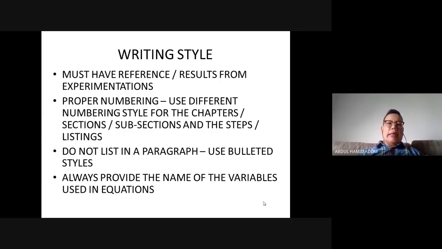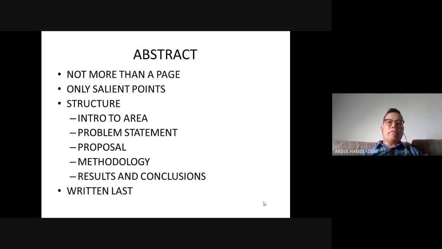Don't worry about this. If you do not understand any of this, I will have some examples later. Okay, abstract. Just now we were talking about the general structure or writing styles, okay? But now we will actually go into the specific sections, the abstract, introduction, literature review, and so on.